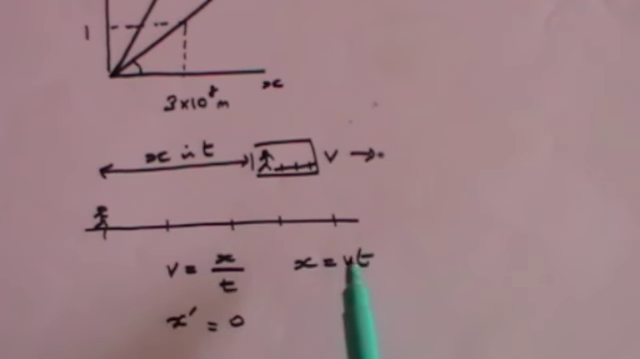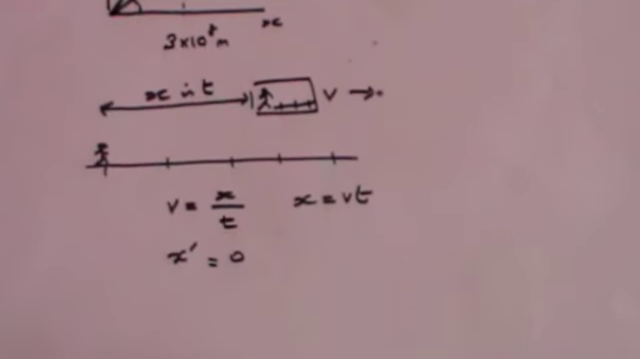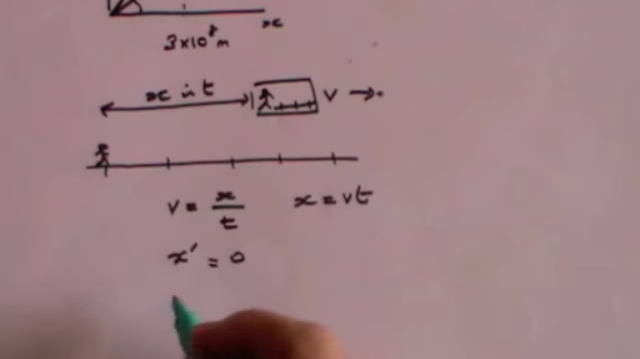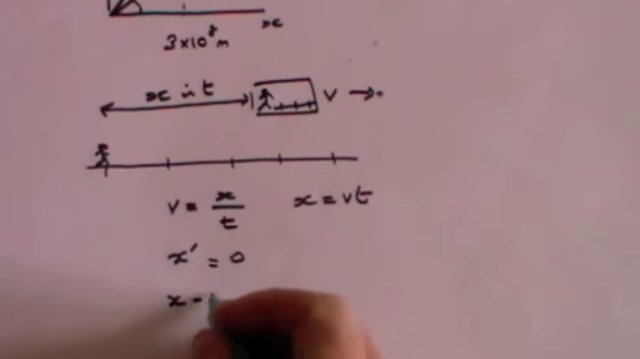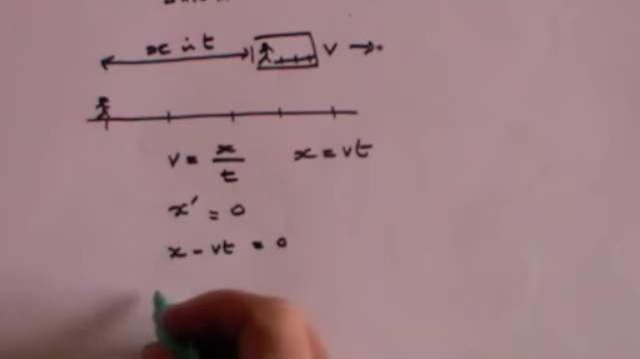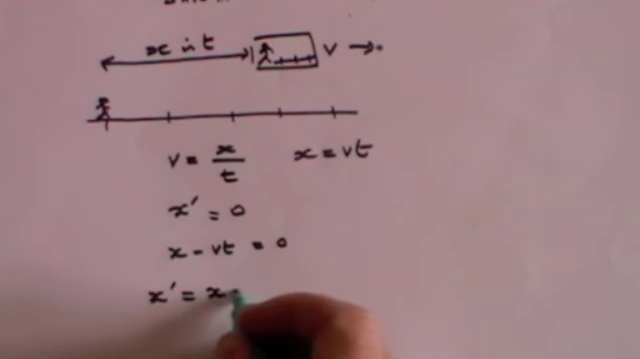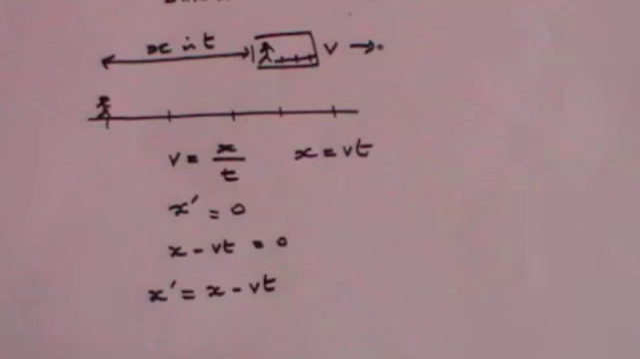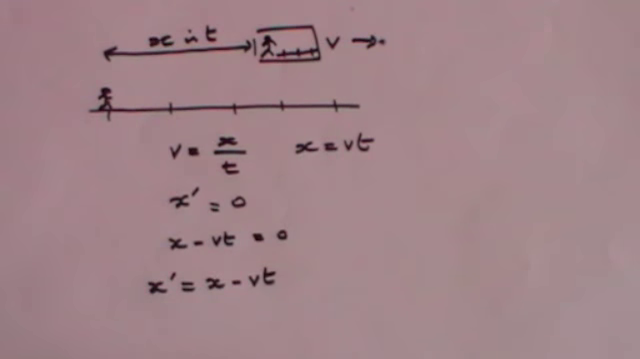I say, you are. Now then, if x equals vt, then x minus vt equals 0. But x prime equals 0. And so we get that x prime is equal to x minus vt. All we're doing there is comparing your assessment according to your scale with my assessment according to my scale.